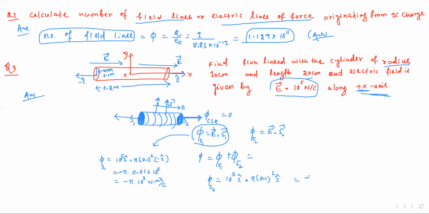So this value will be pi into 10 to the power 3 Newton meter square per coulomb. i cap dot i cap is 1. In this case minus, in this case plus. So total flux will be 0. Total flux will be 0 in this case.